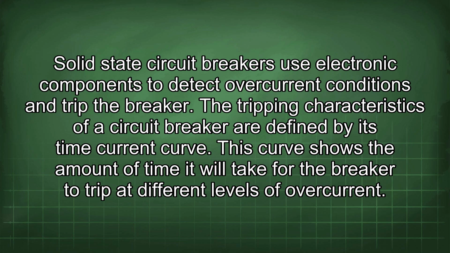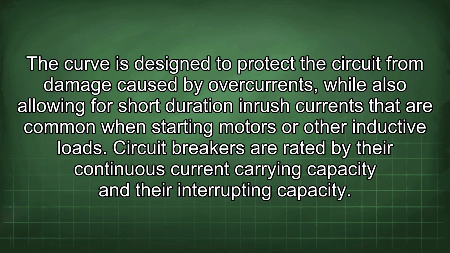The tripping characteristics of a circuit breaker are defined by its time current curve. This curve shows the amount of time it will take for the breaker to trip at different levels of overcurrent. The curve is designed to protect the circuit from damage caused by overcurrents, while also allowing for short-duration inrush currents that are common when starting motors or other inductive loads.